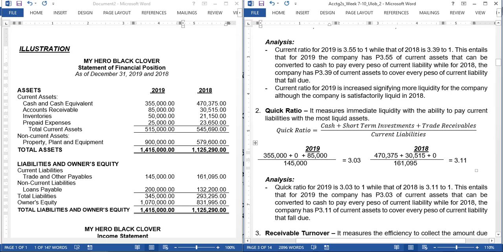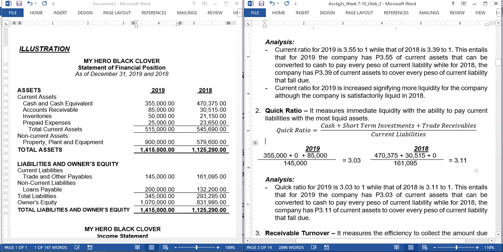305. So, kumbaga, 355, which is the cash equivalent. And then, 0 kasi wala tayong short-term investment here. Walang given na short-term investment. Then, plus 85, which is the accounts receivable, divided by current liabilities na 145, which is this one. So, the total or the quick ratio is 3.03.